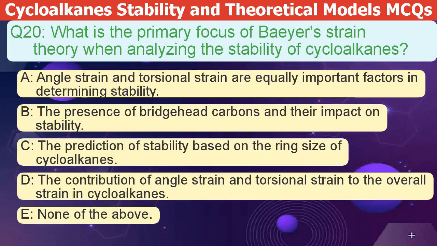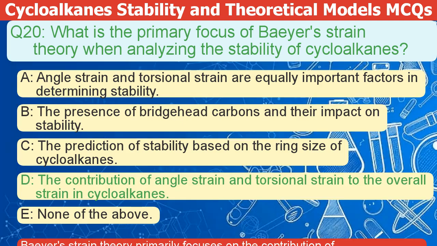What is the primary focus of Bayer's strain theory when analyzing the stability of cycloalkanes? A. Angle strain and torsional strain are equally important factors in determining stability. B. The presence of bridgehead carbons and their impact on stability. C. The prediction of stability based on the ring size of cycloalkanes. D. The contribution of angle strain and torsional strain to the overall strain in cycloalkanes. E. None of the above.